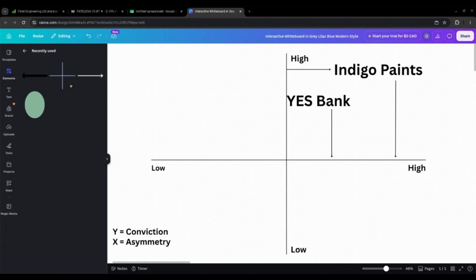Two variables determine where within the 2 to 6% range any position lands. Conviction and asymmetry, not one, both. And the relationship between them is not additive. It is multiplicative, which means high conviction on a bet that isn't asymmetric does not justify a large position. A high asymmetry on a low conviction thesis does not justify a large position either. Both must be present simultaneously for a position to earn the upper end of the range.